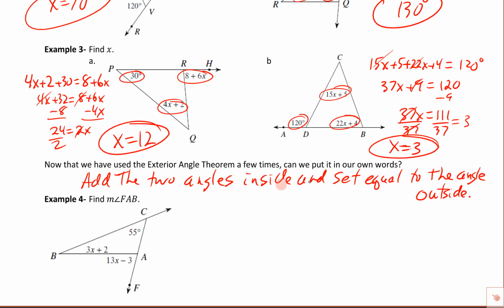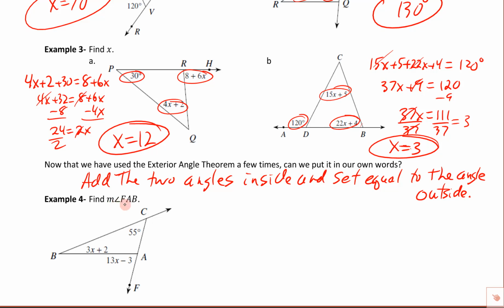Now it works that way every single time, and we could be a little bit more specific. I mean, this is just a quick way to remember it. When we say the 2 angles inside, we're talking about the 2 remote interior angles, and the angle outside has to be that angle that's outside, across from both of them. So if these are the 2 interior angles, we can't add them together and set them equal to this one. It's got to be the one that's remote from that, away from that, not right next to either one of those. Okay, but that's just a quick way to remember it. Most people get that. If you want to use the other words, interior, remote, and exterior, that's totally fine.